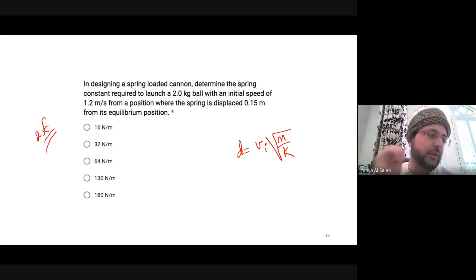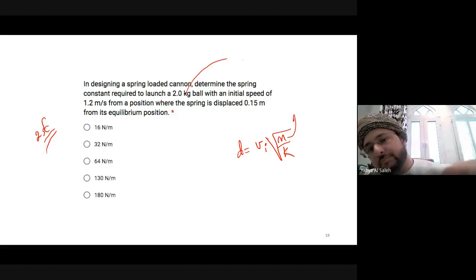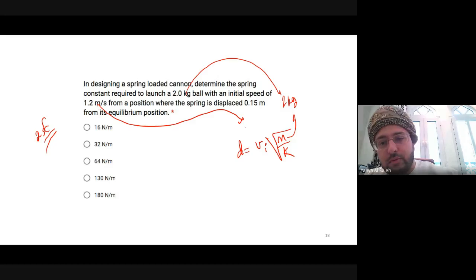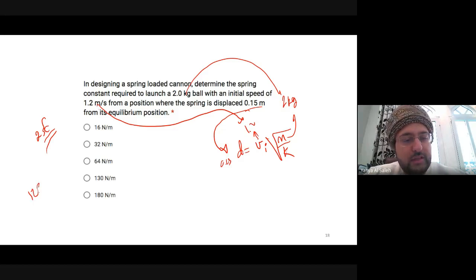Two significant figures. No? No one? I simply put m is 2 kilograms, vi is 1.2, distance is 0.15. And my k turns out to be, excellent, 128 newtons per meter.